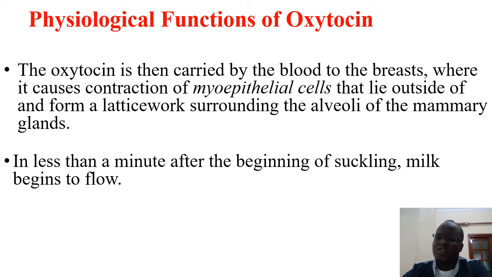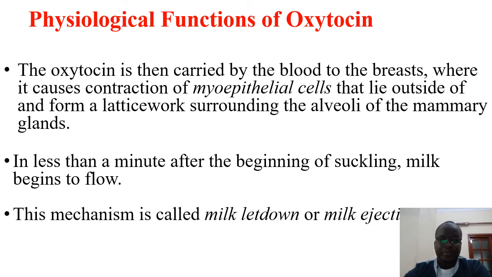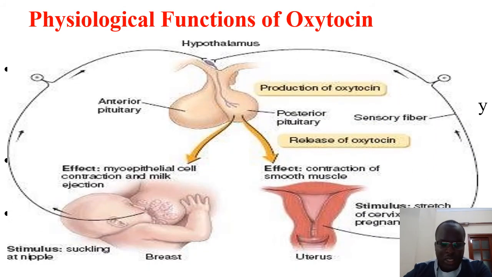So even if it's a man licking the nipples, if it's a boyfriend licking the nipples, or whatever is licking the nipples, that can stimulate the production and secretion of milk from the breasts. The mechanism is the same. This mechanism is called milk letdown or milk ejection, facilitated by the presence of oxytocin. So this is the pathway.